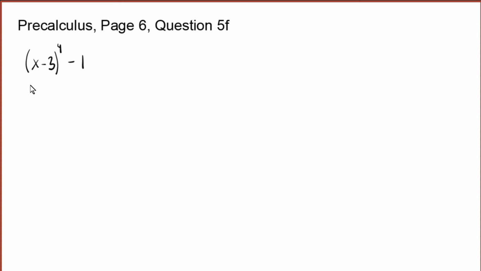So what we need to do first here is replace the x − 3 with a variable. We're going to call that variable a. Essentially, we're setting a equal to x − 3. If we do that, we're going to get a^4 − 1.